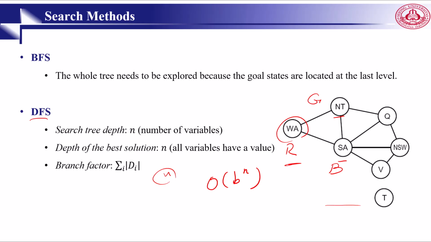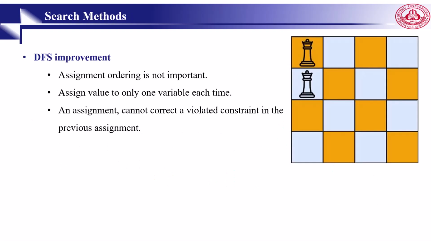For example, we have x1, x2 up to xn, and if di is the domain size for each variable i, then the branching factor is the sum of the values that we have. It means the remaining values that are left free to be assigned to a variable. It seems that the branching factor is so large, and we see that DFS is a candidate solution, but it needs to be improved.